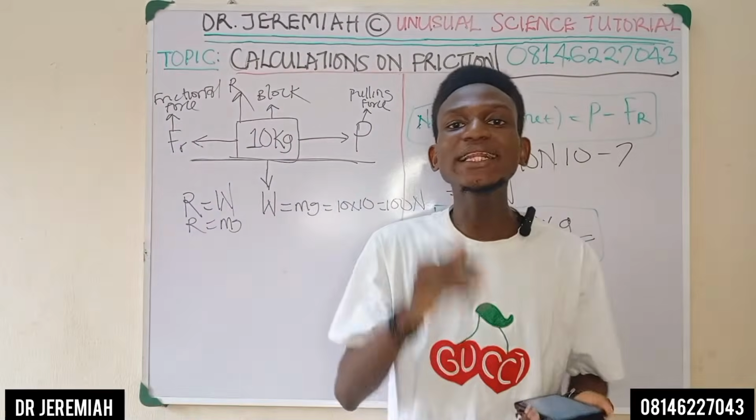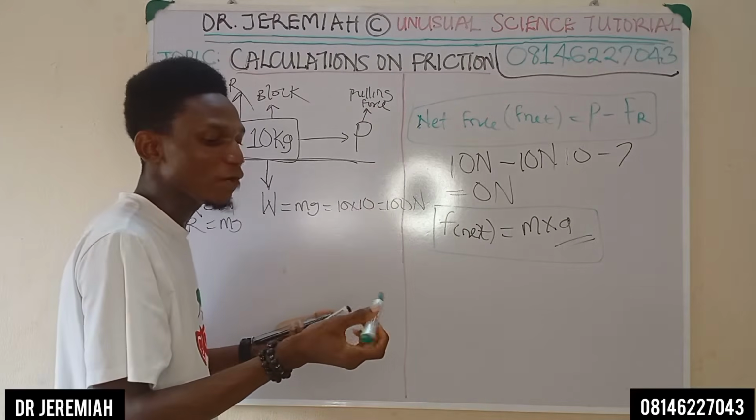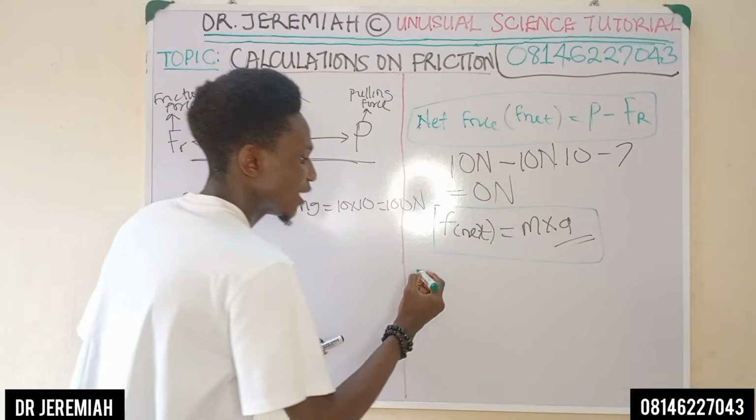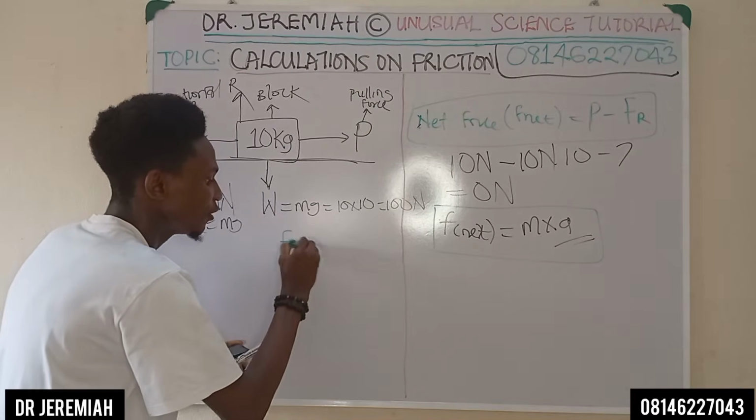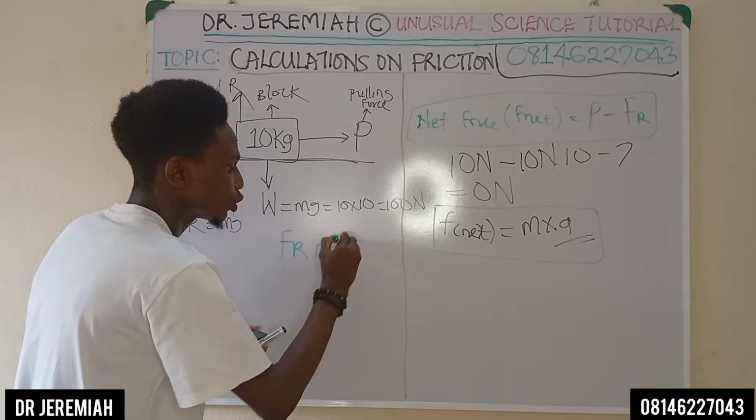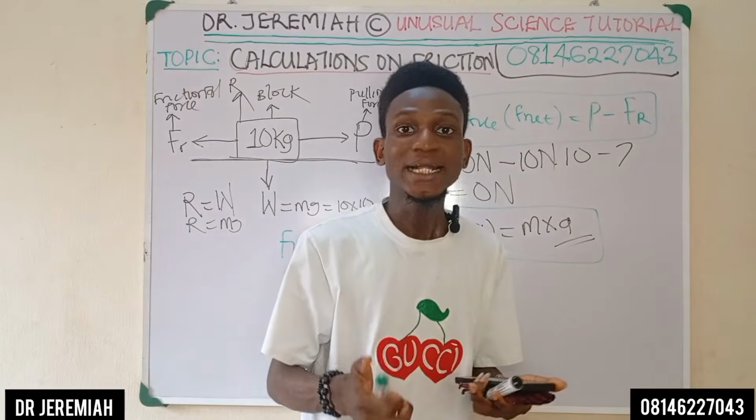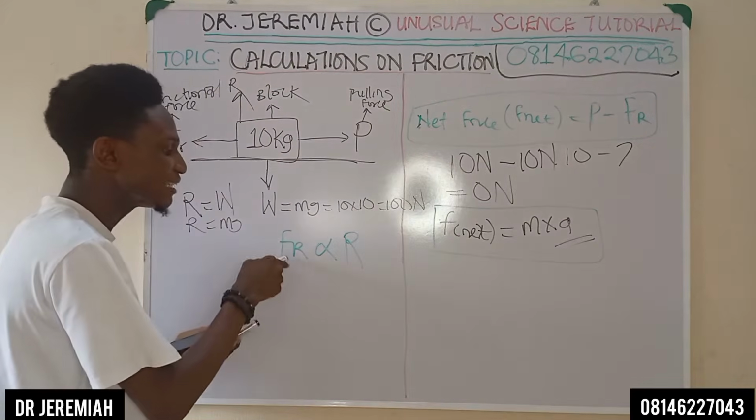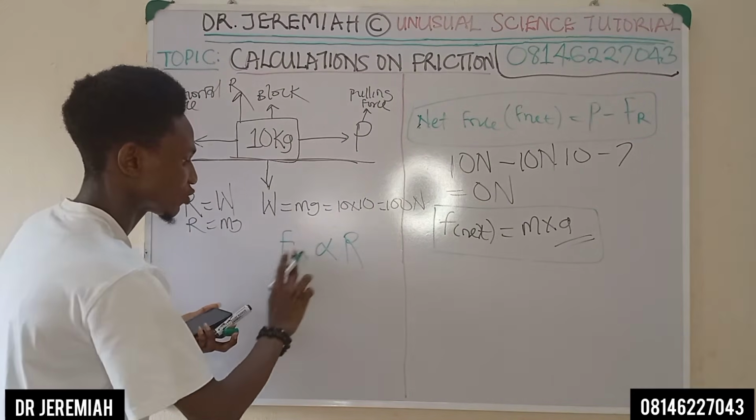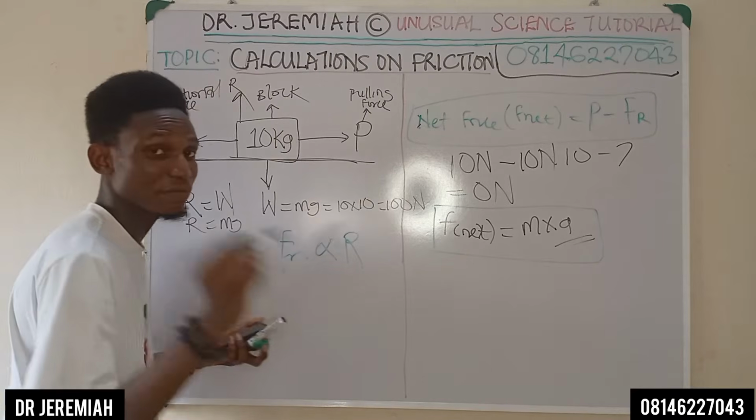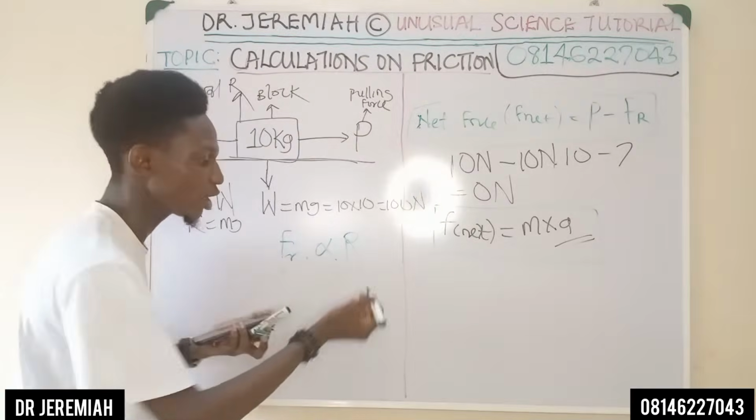Now let me tell you some things about frictional force, because it's going to be very important as we progress. One of the laws of friction states that frictional force is directly proportional to normal reaction. It's directly proportional to reaction. Now, this means that this FR, I just write a small letter R. Hope you are following. So this means that FR is directly proportional to reaction.